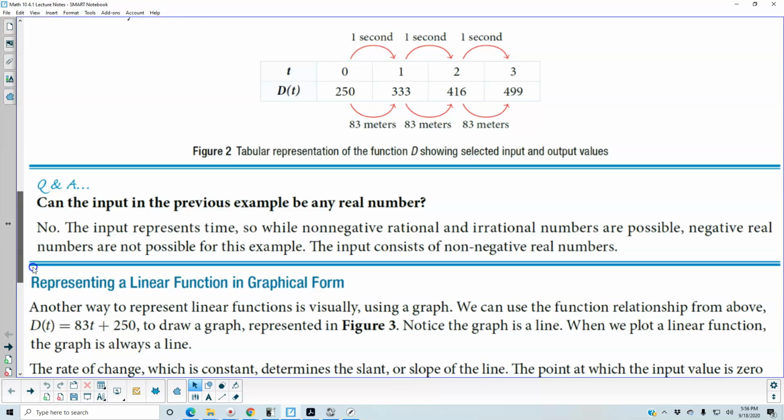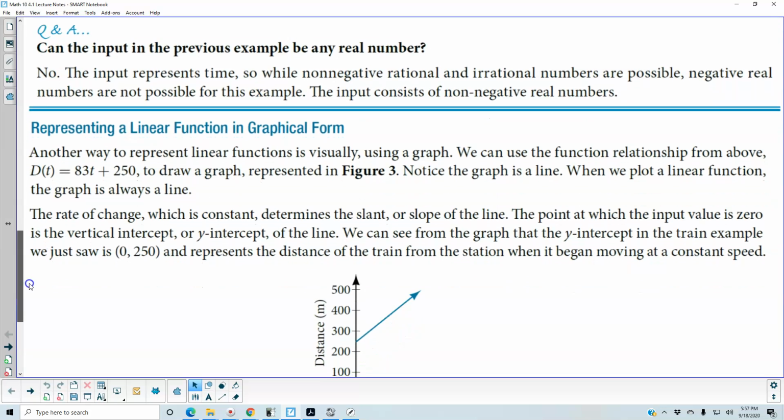Now, Q&A. Can the input in the previous example be any real number? The answer is no. The input represents time. So while non-negative rational and irrational numbers are possible, negative real numbers are not possible for this example. The input consists of non-negative real numbers.